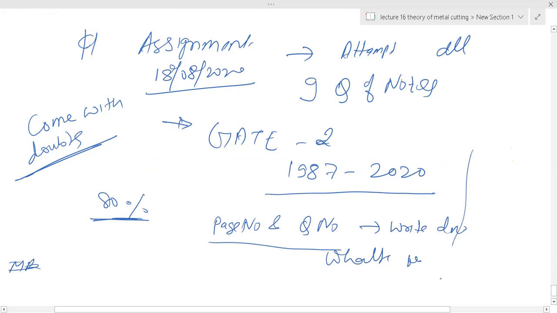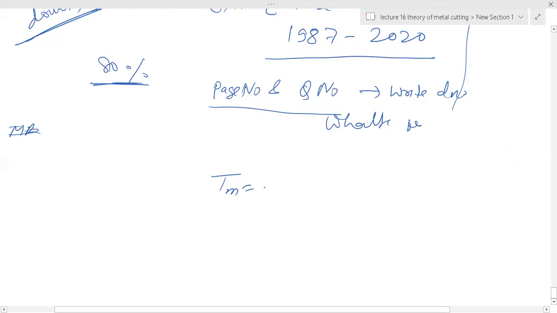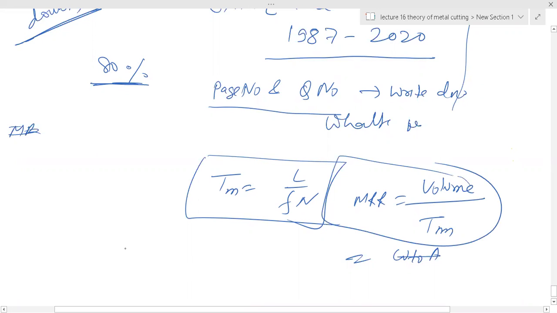Shall I teach now? Okay, no issue. Machining time is L by fN. Already we have talked about it, no issue. Then metal removal rate is volume divided by machining time. So volume is width times depth times length. So you can calculate volume. This relation will be used somewhere in a GATE question.